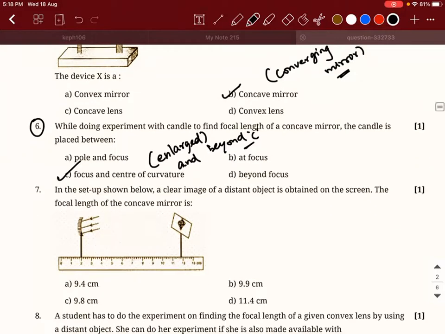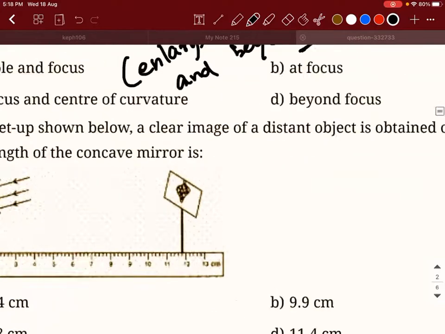Next. 7th. In the setup shown below, a clear image of the distant object is obtained on the screen. The focal length of the concave mirror is how much? Look at the diagram and tell. So I'll zoom it for you guys.